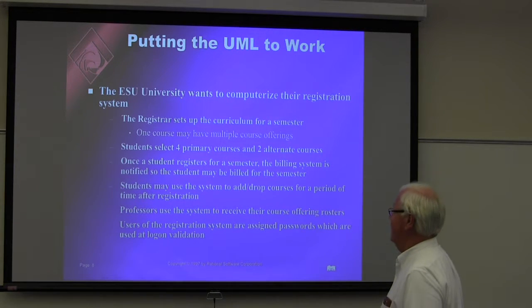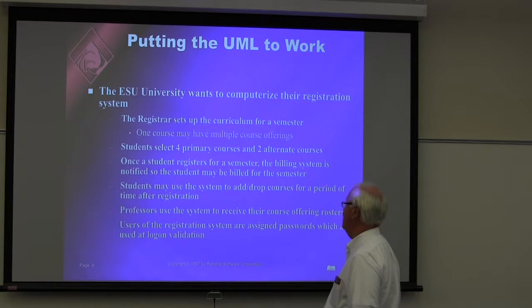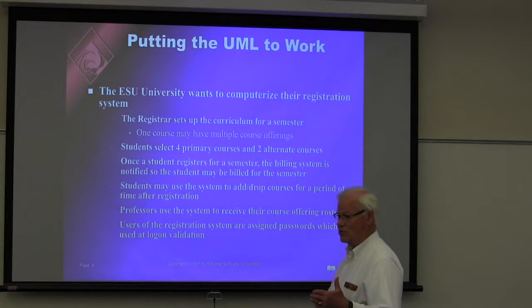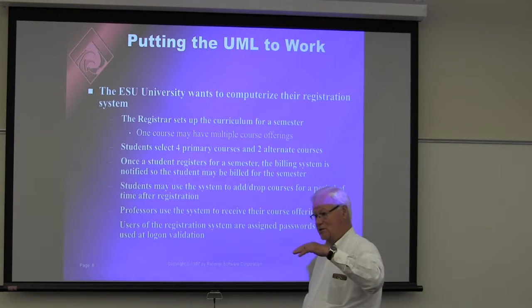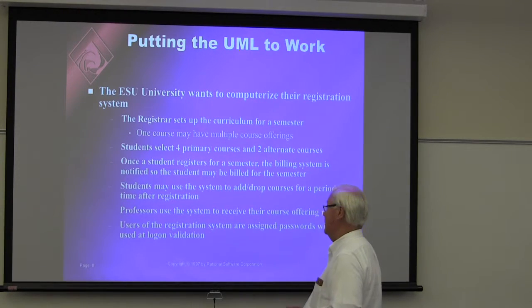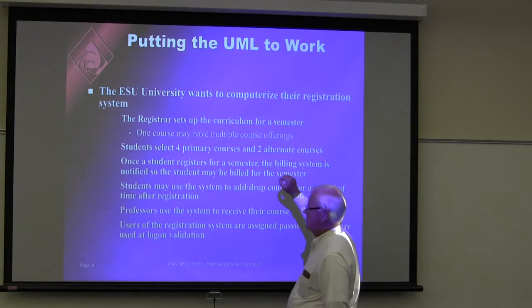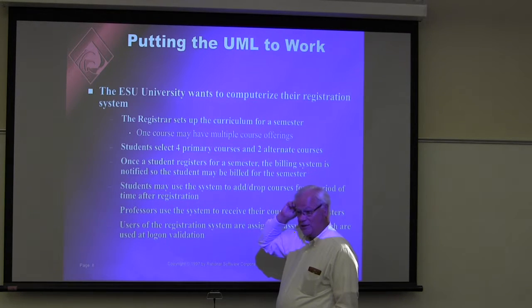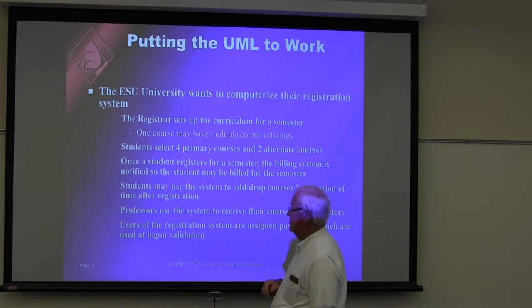So, we've got ESU University wants to computerize their registration system. The registrar sets up the curriculum for a semester. One course may have multiple course offerings. And what they mean by course offerings are multiple days of the week with multiple classes. So you take section 01, section 02, whether online or in class or whatever. Students select 4 primary courses and 2 alternate courses. That sounds like 18 hours to me. And I think that's what we did when I was in school.